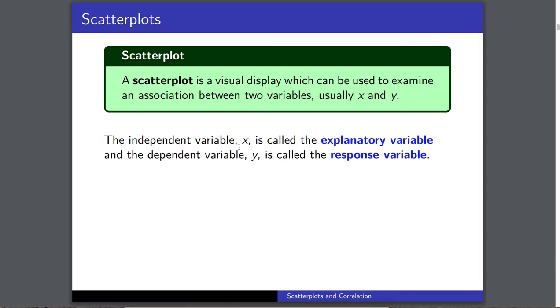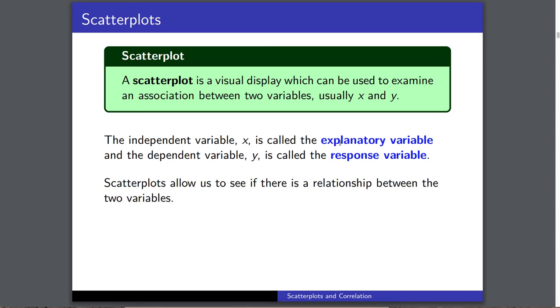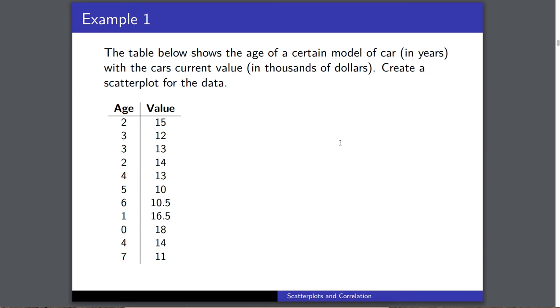So with scatter plots and regression and all that stuff, the y is called the response variable and x is called the explanatory. So you can think of the response as responding to the values of x that we give it. So scatter plots allow us to see, again, if there is a relationship between the two variables.